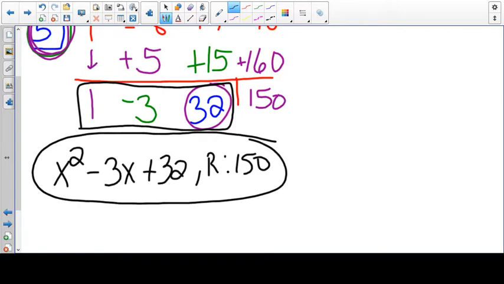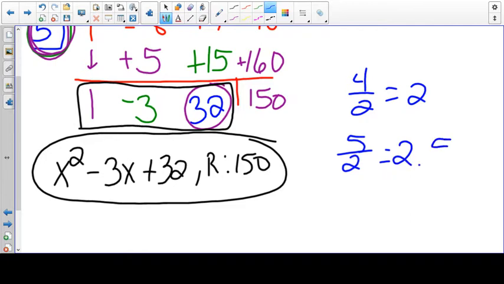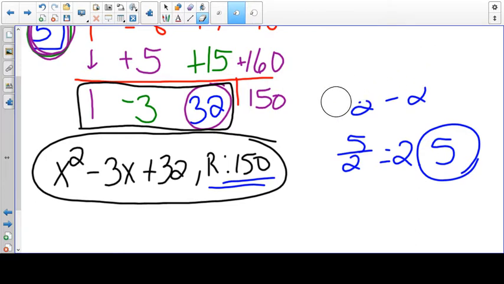Now, remainders are like extra stuff. So, for example, you don't need to write this down. We know that 4 divided by 2 is 2. There's nothing left over with that 2. It's just simply evenly divided into it. But 5 divided by 2 will give me 2.5. That 0.5 is the remainder or stuff that's left over. So this remainder here is not 150, it's just the remainder of 150.